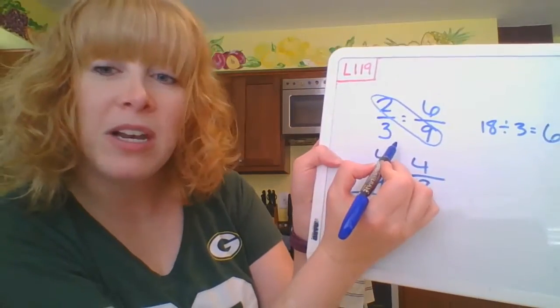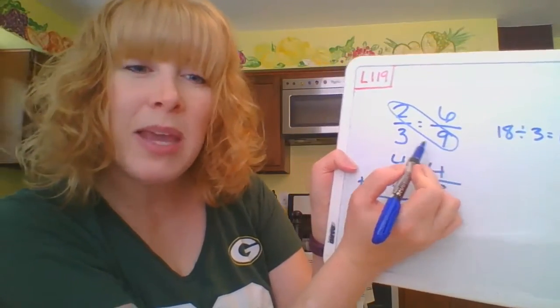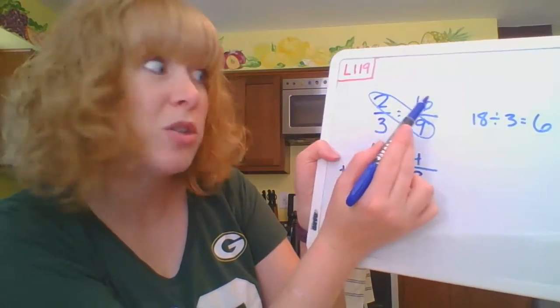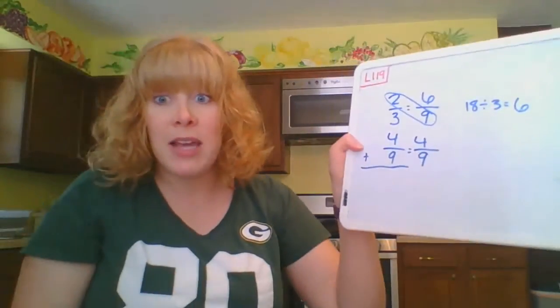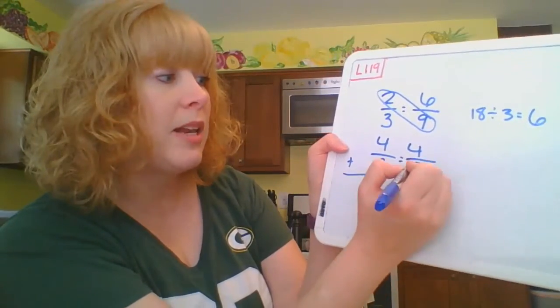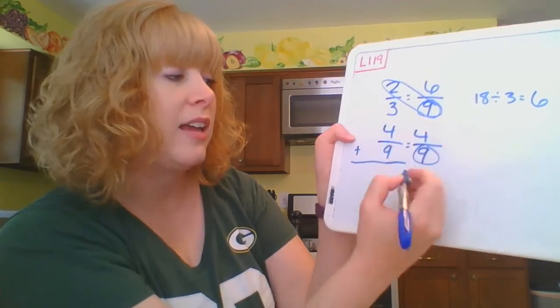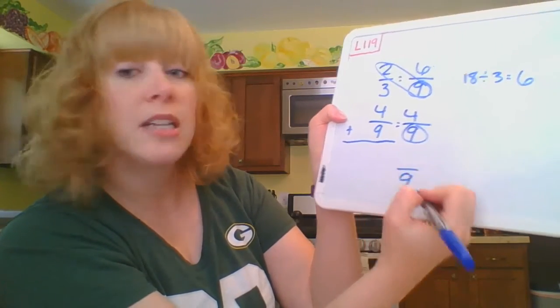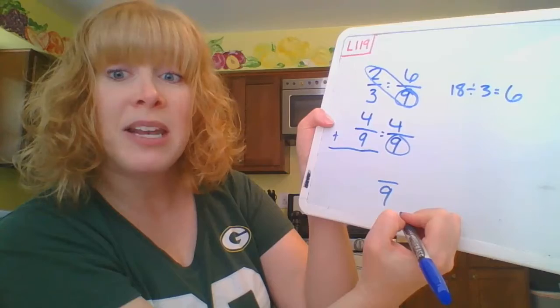I could also say, hey, what did I have to do to the 3 to make it a 9? I had to multiply by 3, so I need to do the same to 2. 2 times 3 is 6. Still get the same answer either way. Now that these are common denominators, I've got a 9 and I've got a 9, now I can add them. I know that my answer is going to need to have a 9 for a denominator.